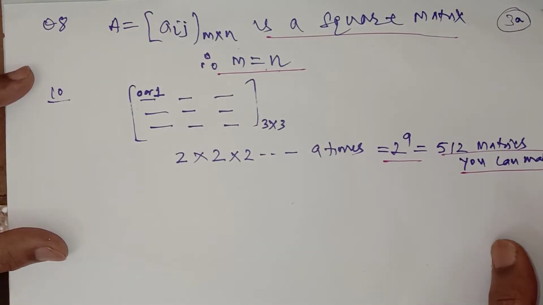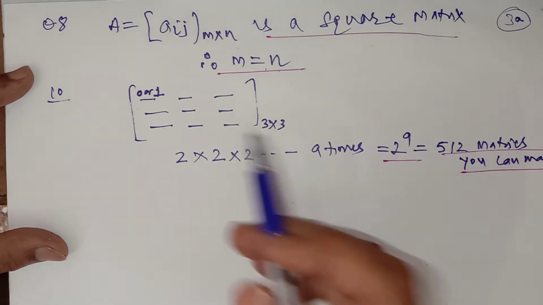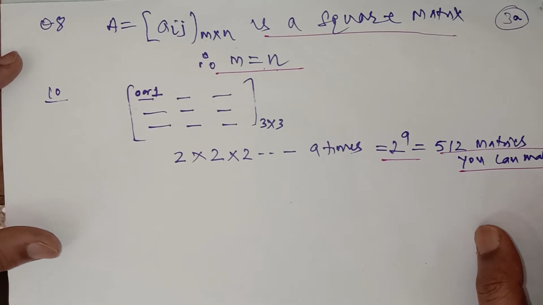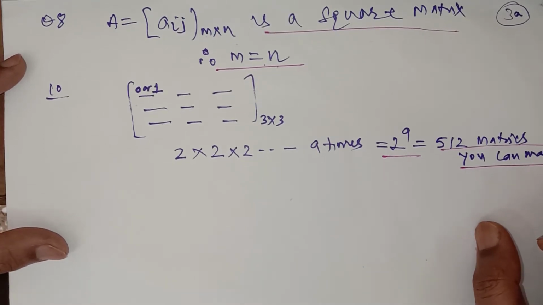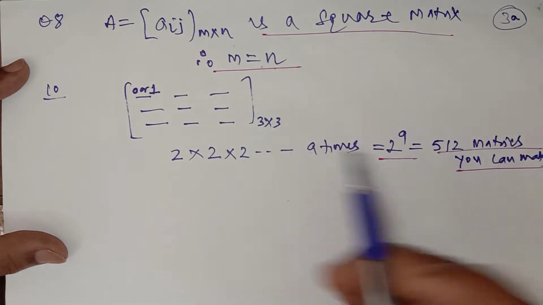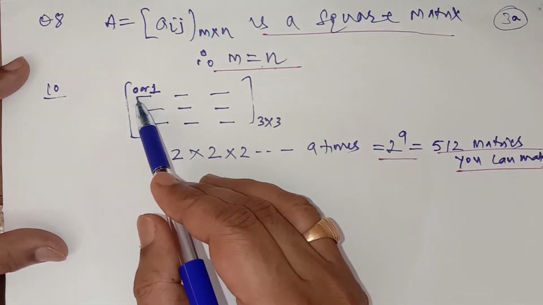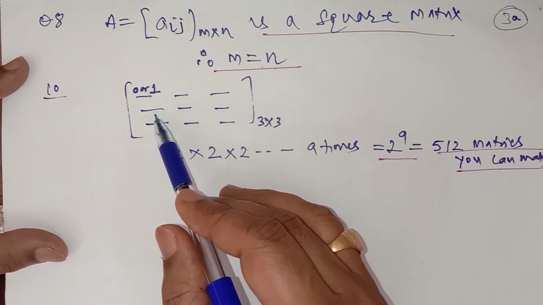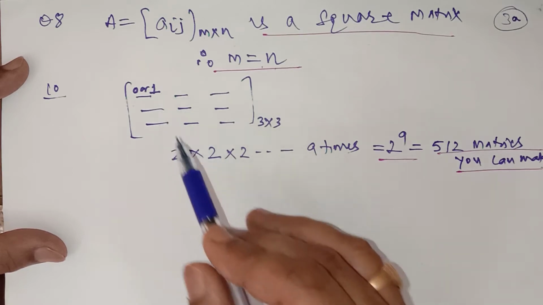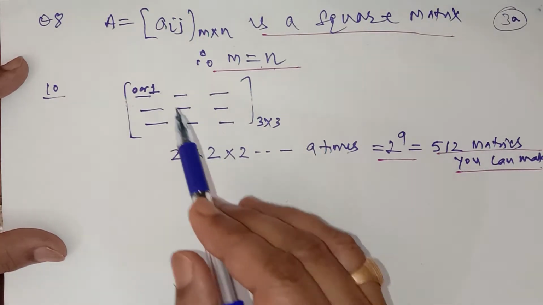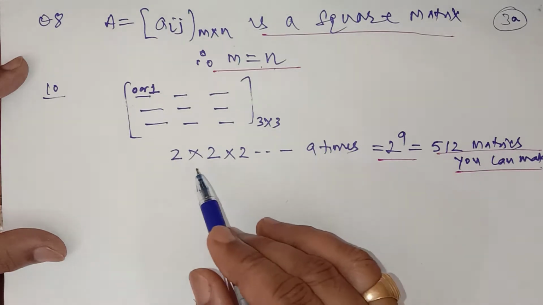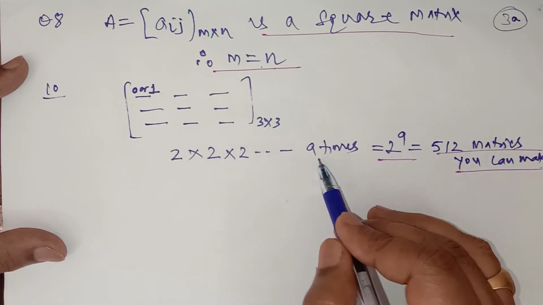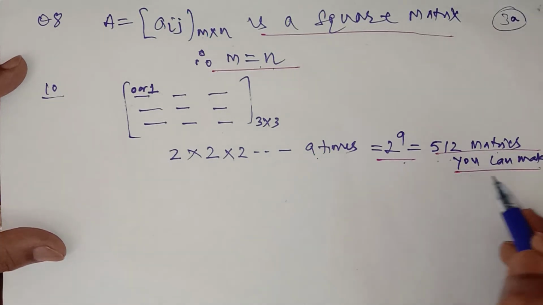In question number 10, it is being asked, there is a matrix of order 3 by 3 and the elements of this matrix are only 0 and 1. Then how many matrices can you make? Now we have 9 elements in this and we can place only 0 or 1. So for each place we have only 2 options, that is 0 or 1. By the fundamental principle of counting, which we have done in class 11, we have 9 places, and for each place we have 2 options. So 2 into 2 into 2 up to 9 times, that is 2 raised to 9, that is 512 matrices we can make.